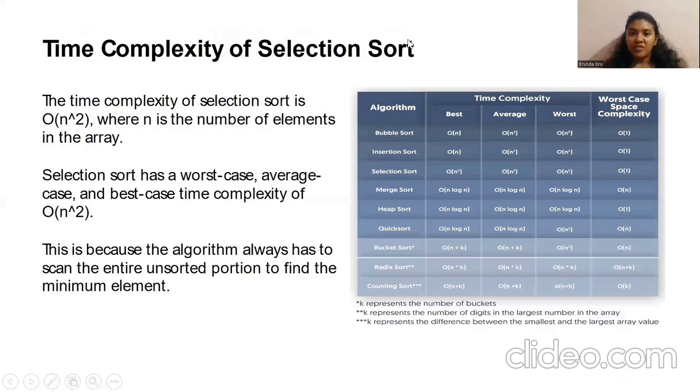Time complexity of selection sort. The time complexity of selection sort is theta n squared, where n is the number of elements in the array. Selection sort has worst case, average case, and best case time complexity of theta n squared. This is because the algorithm always has to scan the entire unsorted portion to find the minimum element.